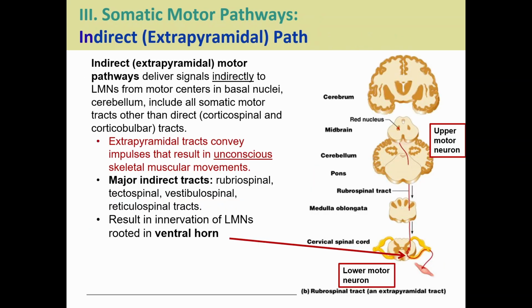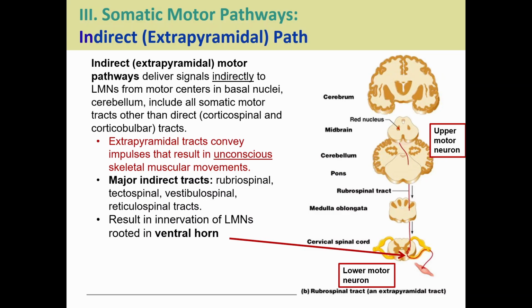The indirect pathway, this is where we have to go through the basal nuclei and the cerebellum before we get to the lower motor neuron. This is for unconscious skeletal muscle movements, so things that maybe help you maintain posture that you're not necessarily aware of.